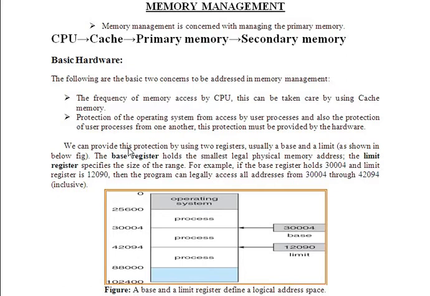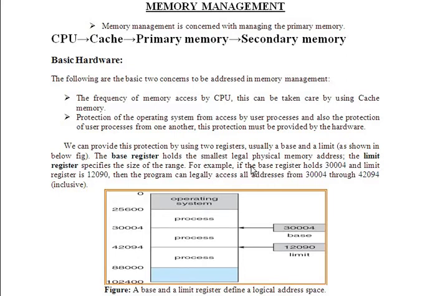This can be done with the help of two registers. One is called the base register, which holds the smallest legal physical memory address, and the second one is the limit register, which specifies the size of the range. I repeat, the protection can be achieved by two registers: the base register and the limit register. The base register is the smallest legal physical memory address, and the limit register specifies the size of the range.